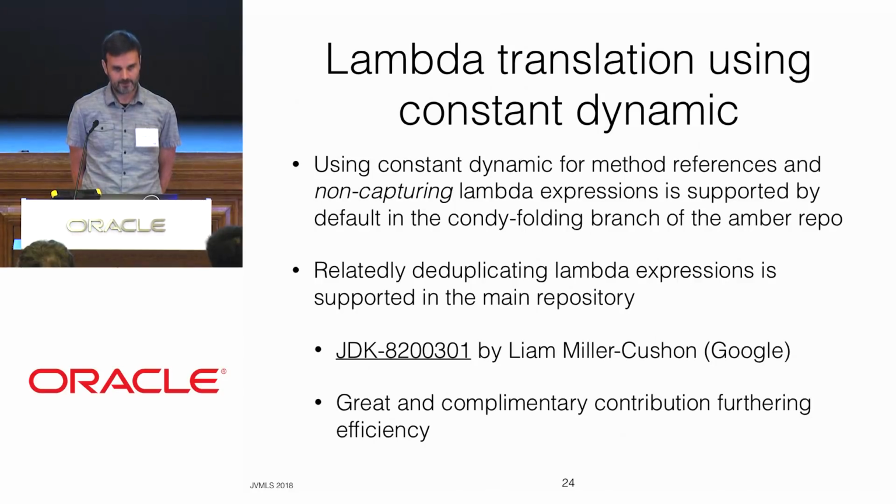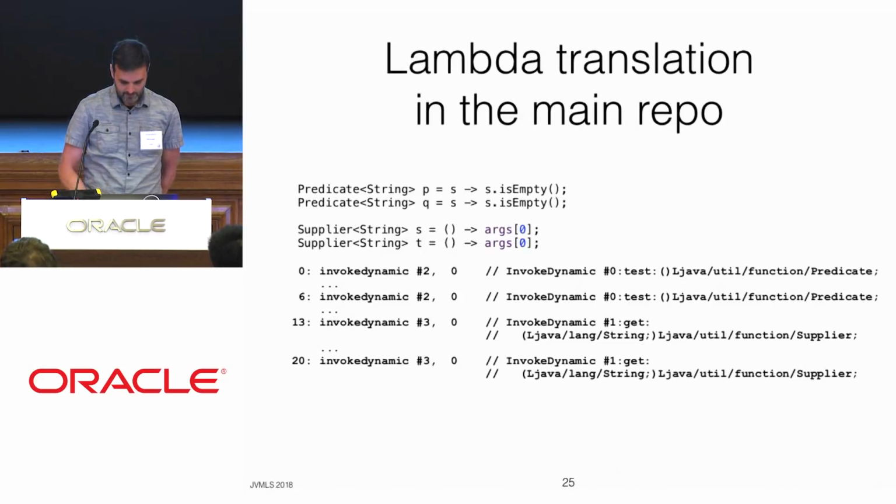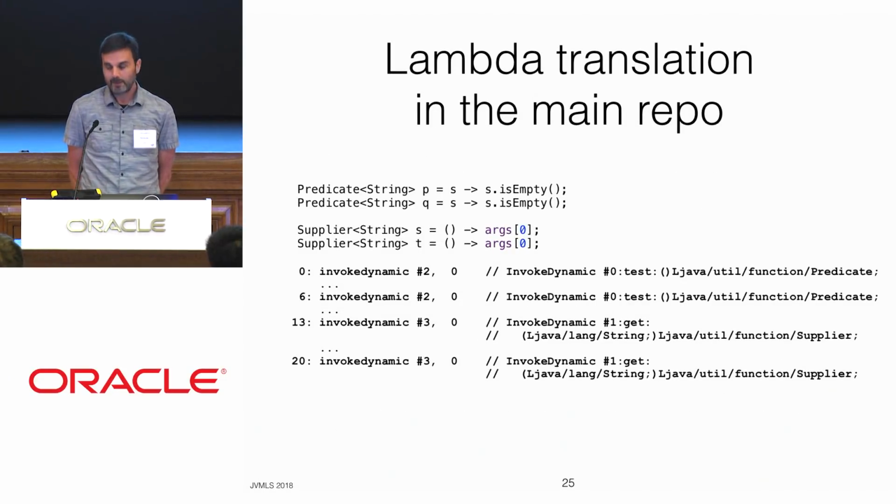But related to this, and to the general push of being more efficient in the bytecode, there's some great work done by Google and Liam, who's sitting over there, to dedupe lambda expressions. So that was really cool work. And so here's an example of this. In the main repo now, lambda expressions are deduped. So I have two of the same lambda expressions up above that are non-capturing.